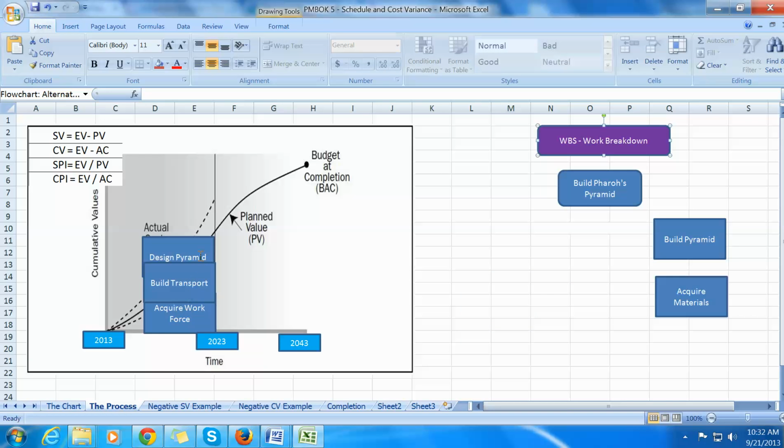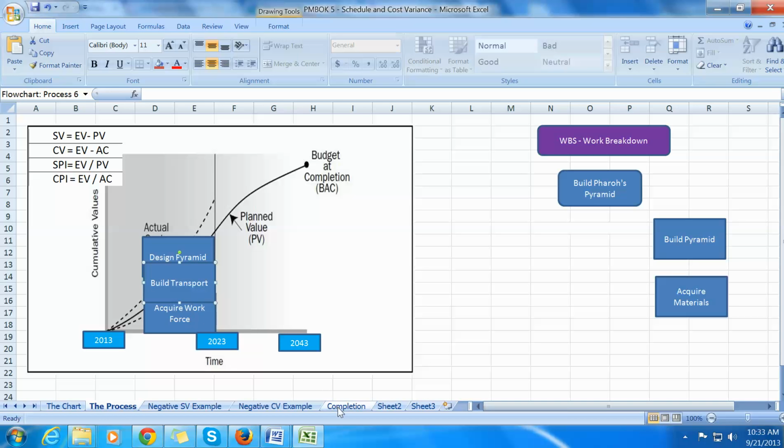Perhaps this makes more sense. The process, you have designing the pyramid, you have building transport for the pyramid, the roads and the boats that would bring all the huge granite there, and acquiring your workforce. All this should be done by the year 2023. And when you do it on time, the Pharaoh is extremely happy.